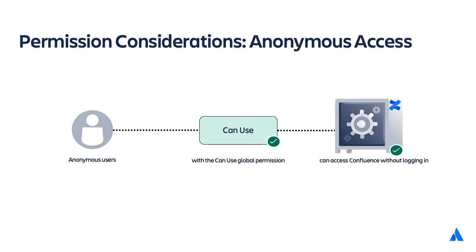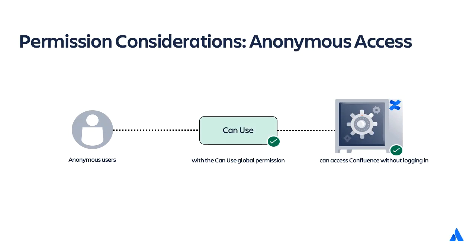There is no license cost for these users. This is a bonus, of course, if you have a lot of content to share with many users. A common use case for this is sharing product documentation by allowing anonymous access to a space. If your Confluence instance contains highly sensitive information, however, the best option would be to refrain from granting anonymous users the can use global permission.